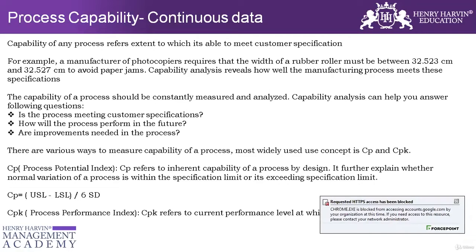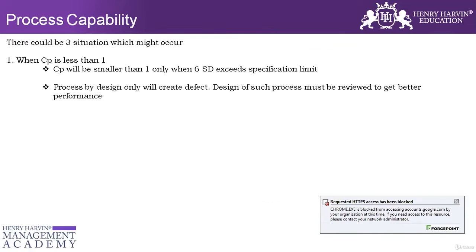Likewise, when we calculate the sigma level, it tells me where I'm currently at. CPK in continuous data tells me where my process currently stands. We don't calculate the sigma level here. We only calculate CP and CPK in continuous data. Now when we talk about CP, there could be three scenarios. Either your CP is less than one.